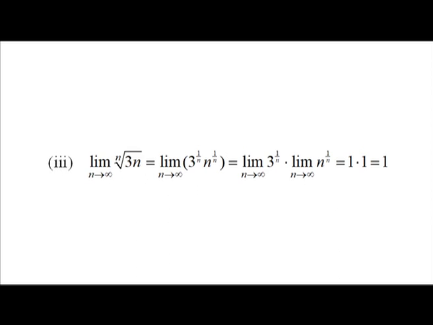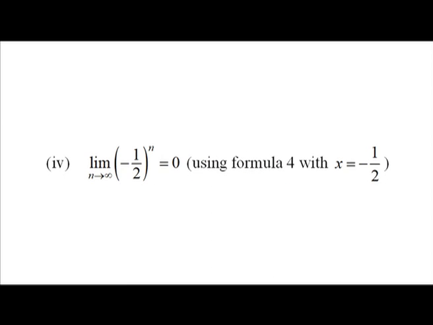Third one, the limit of nth root of 3n as n approaches infinity equals the limit of 3 power 1 upon n into n power 1 upon n as n approaches infinity, which is equal to the limit of 3 power 1 upon n as n approaches infinity into the limit of n power 1 upon n as n approaches infinity, which is equal to 1. Fourth one, the limit of negative 1 upon 2 whole power n as n approaches infinity equals 0 using formula 4 with x equal to negative 1 upon 2.